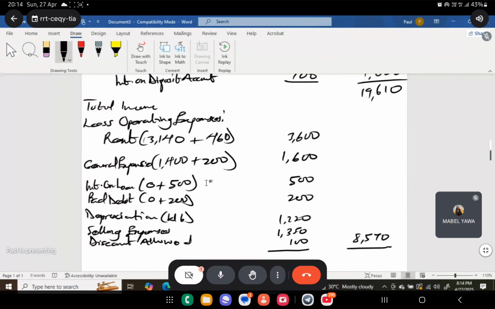I'll get you guys screenshots, so you can use the screenshots to follow. 19,610 minus 8,570 gives 11,040. Sorry, I want to use the red. It's because it's a profit. Let me write net profit.